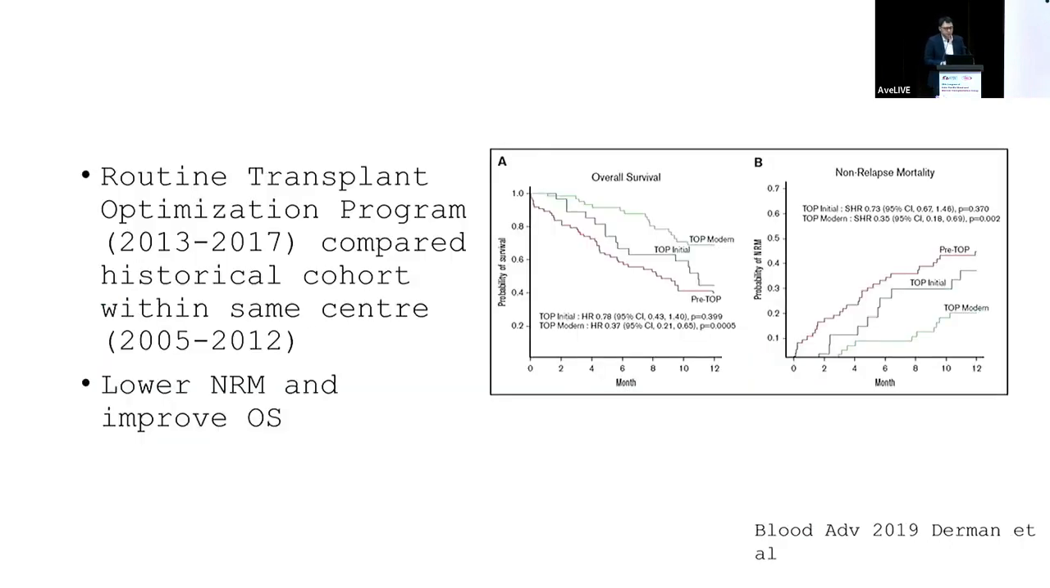The same group, the Chicago colleagues, did another analysis after they started this transplant optimization program. When they compared to their historical cohort in the same center, they show that with this optimization program, the so-called intervention, they improve the outcome in both non-relapse mortality and overall survival. Of course, the caveat is you are comparing different eras of the data.